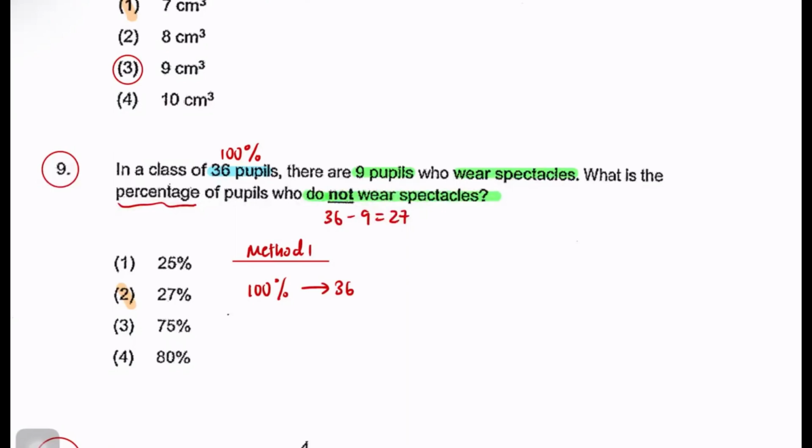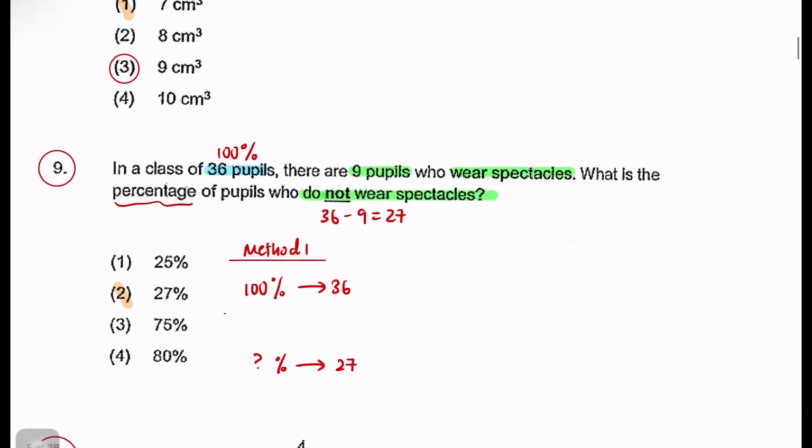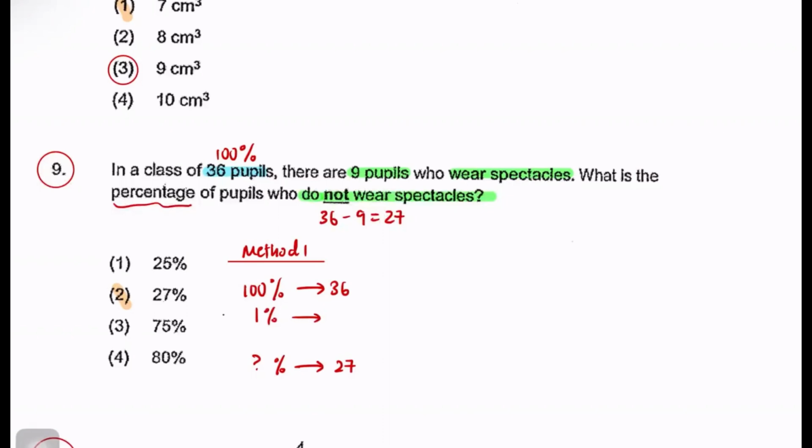All right. Method one. We put 100% equal to the 36 pupils. Somehow, we need to find the percentage for 27 pupils. How do we get that? What would you guys instinctively do, what does your gut feeling tell you to do in between? Find what first? Find 1%. If you find 1%, how many pupils would that be?